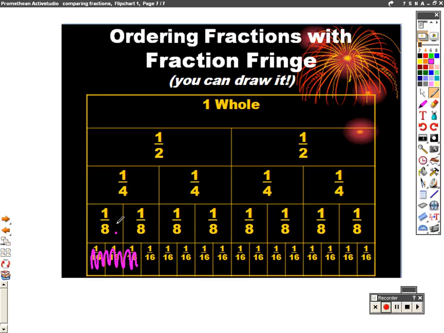I hope these tools helped you to compare and order fractions, and one of them I hope worked best for you, and you can use that tool. Good luck.